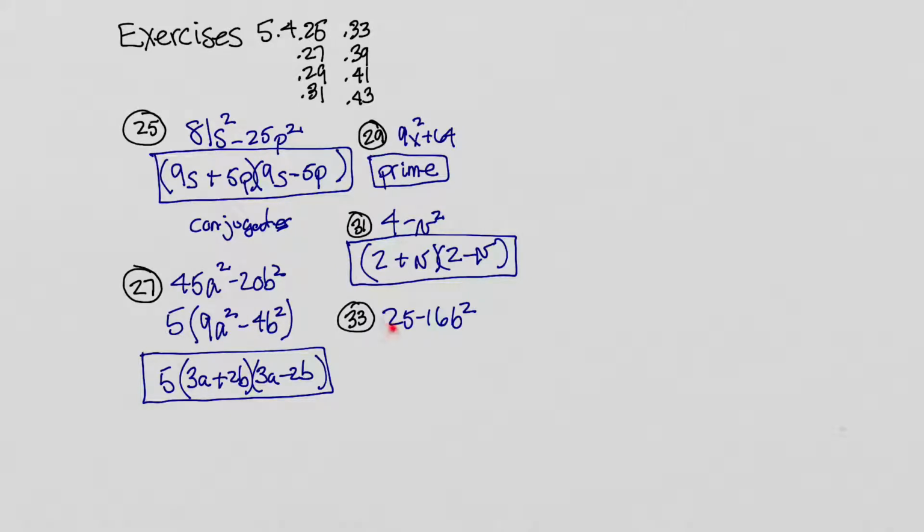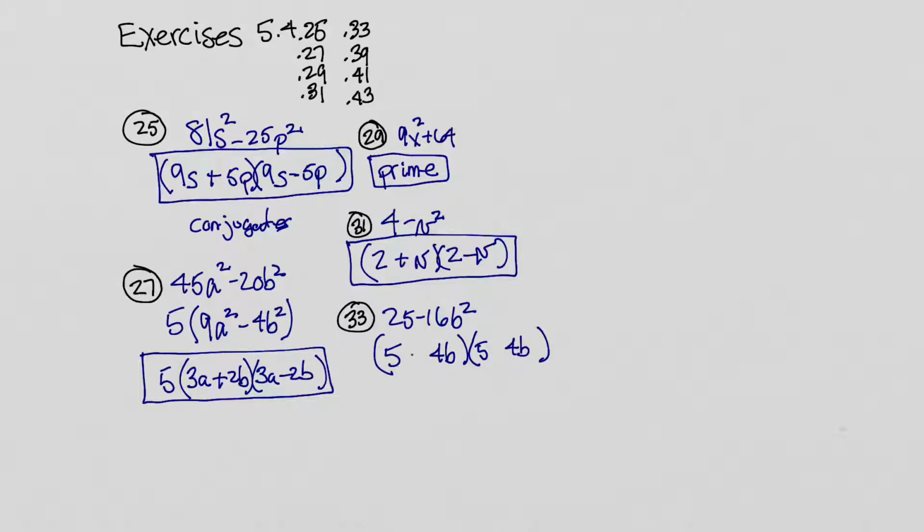Now, 25 minus 16b squared is number 33. Perfect square minus perfect square. Difference of two squares. We've got the constant first this time, so it might look a little bit different, but this is going to give us unsquare 5 and 5, 4b, 4b, one's plus, one minus.